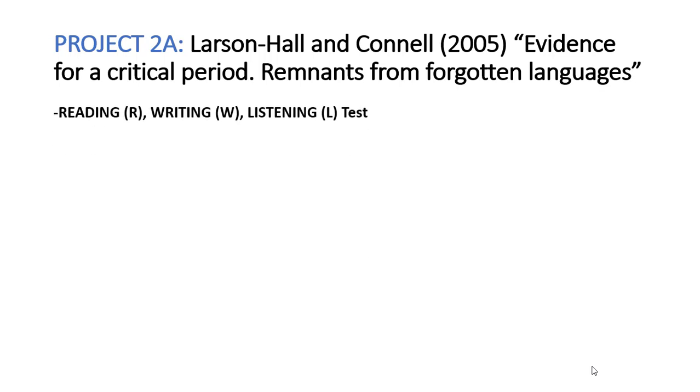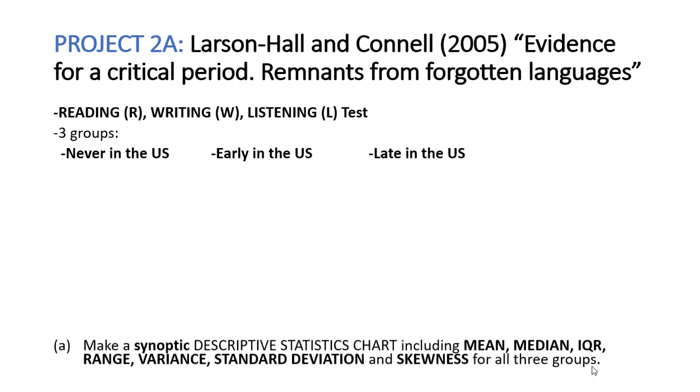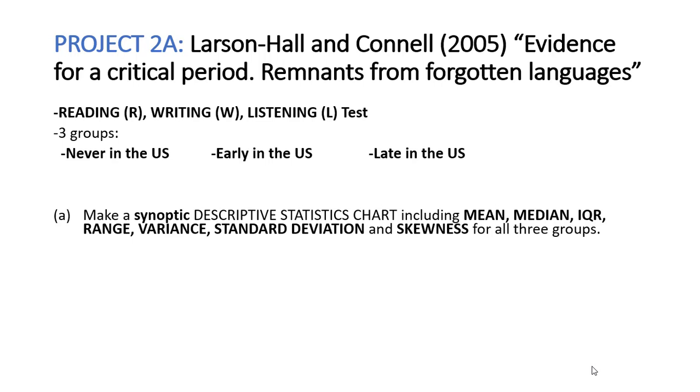Here they gave a reading, writing, listening test, and they had three groups. One group that had never been in the US, another group that had been in the US when they were kids, so this is the early group, and one group that were there when they were adults, so this is the late group. So your mission consists of 5 different tasks.